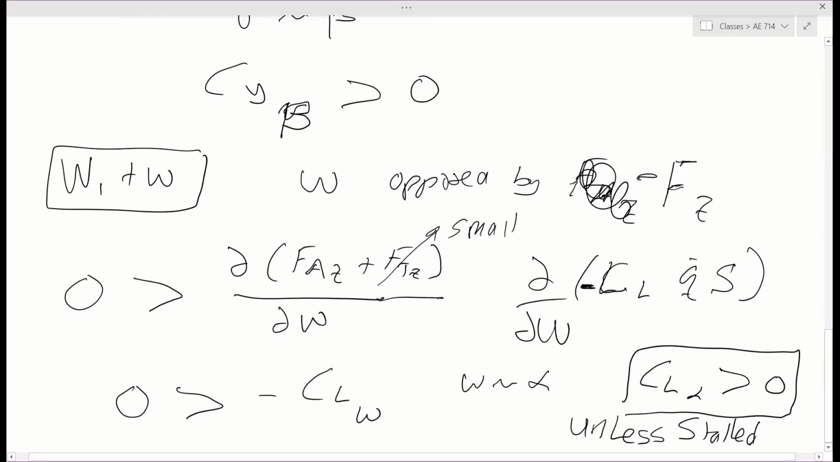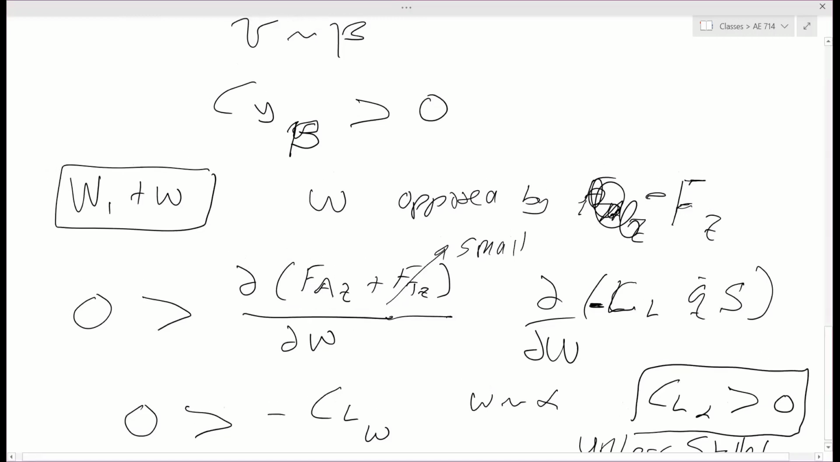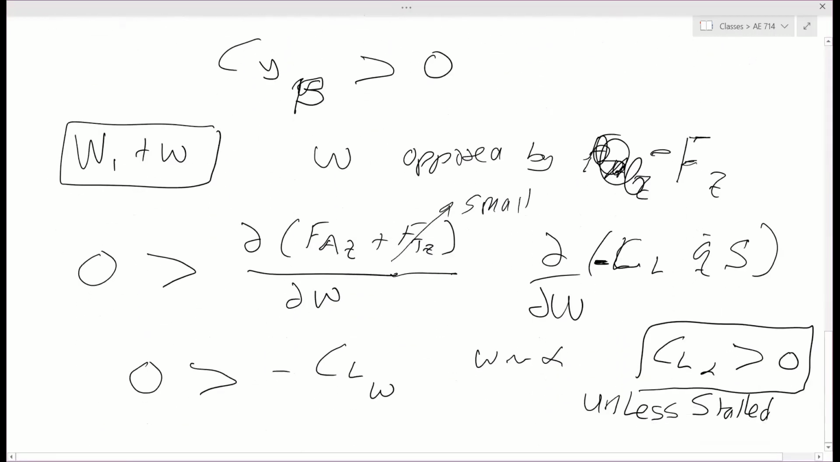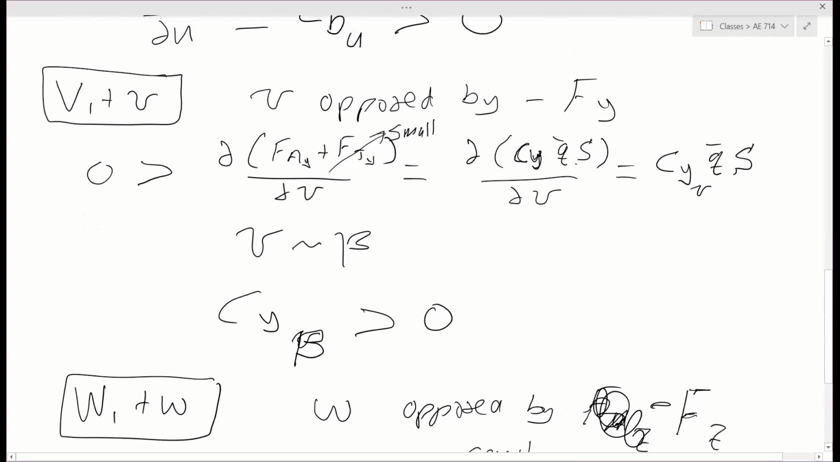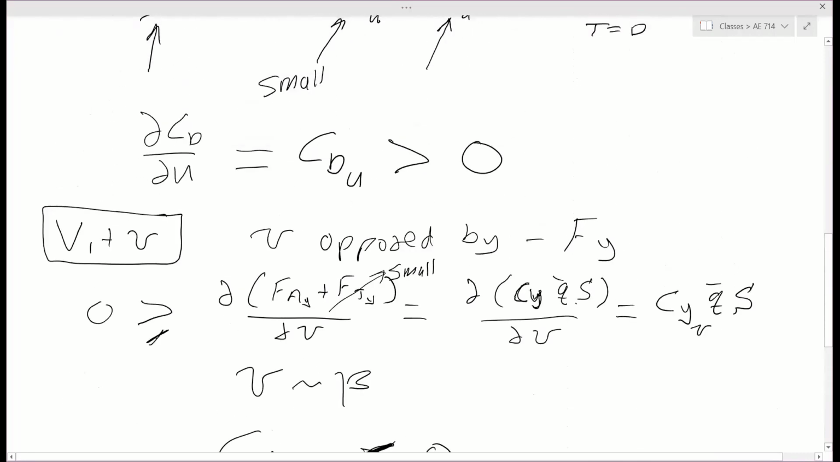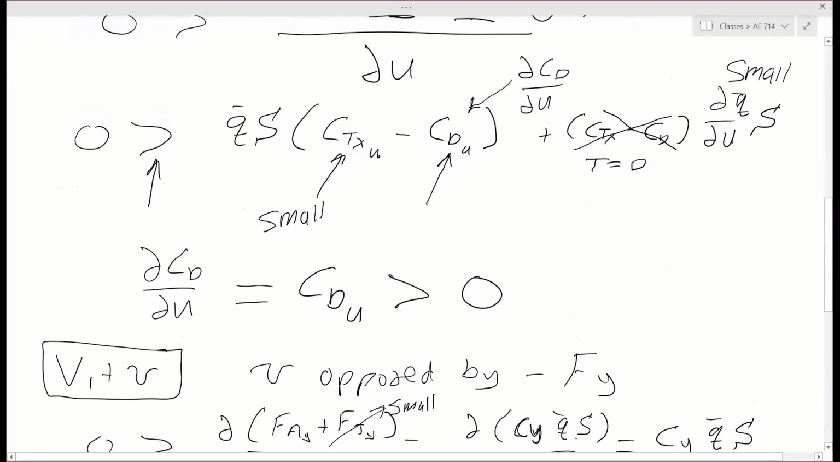Okay, I have a question for you. So there's the C_L alpha. C_L alpha has to be greater than 0. I got this backwards. This should be negative. Because if you look at this, this is C_Y, so this is C_Y beta is less than 0. Good thing I caught that. And this says C_D_U has to be greater than 0.